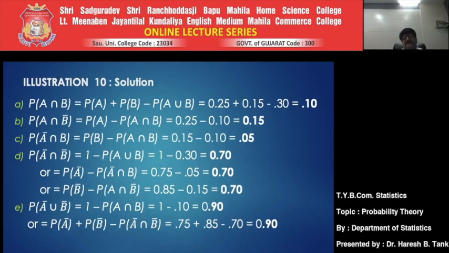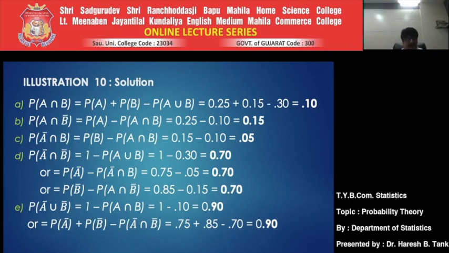The next case is probability of A complement intersection of B complement. We have seen it, which is nothing but 1 minus probability of A union B. A union B is given to you, which is 0.30. So it is 1 minus 0.30, which is 0.70. This can again be reapproached. This can be thought of like this even, that since it is an intersection, it is probability of A complement minus probability of A complement intersection of B.